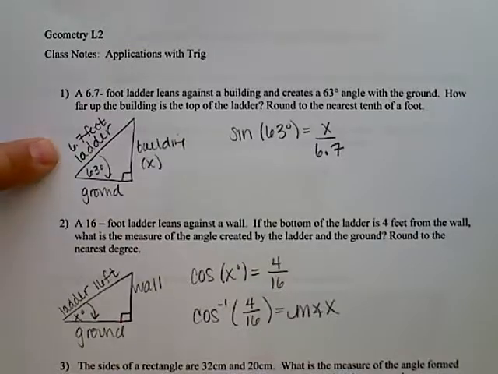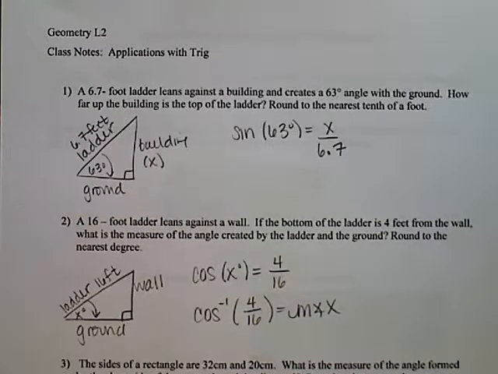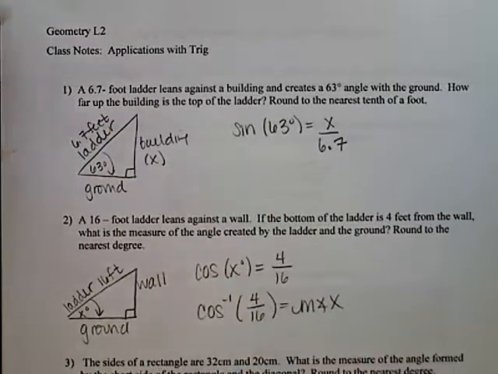In the first one, we're looking for side length, so we would use regular trig. In the second example, we're looking for angle measure, so that's where we're going to use the inverse trig. So let's just do a quick recap.